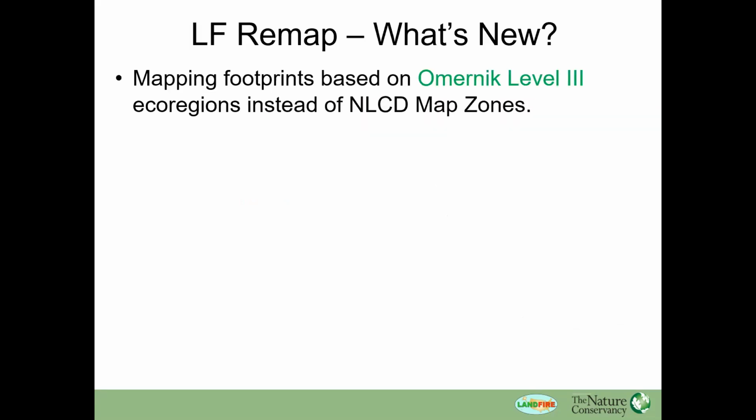So what's new in Remap? Well, we've changed how we geographically map to be more ecologically relevant. Instead of using NLCD map zones, we now map vegetation based on what are called Omernik level 3 ecoregions, which are more ecologically relevant. So we have fewer seam lines between the areas that we map as individual blocks. We also now map in terms of tiles. So we hope that we have a lot fewer seam lines and odd transitions in the data based on these new footprints.